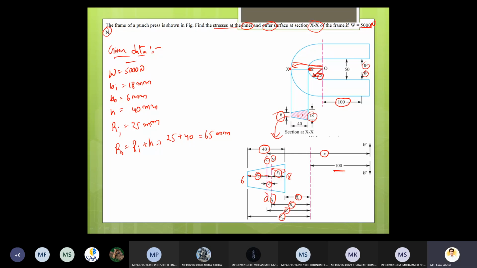And after this, immediately we have to calculate the area. What is the area of this figure? Half into a plus b into h, that is a plus b means Bi plus B naught. Bi plus B naught means 18 plus 6, into h value 40, that is 480 mm².